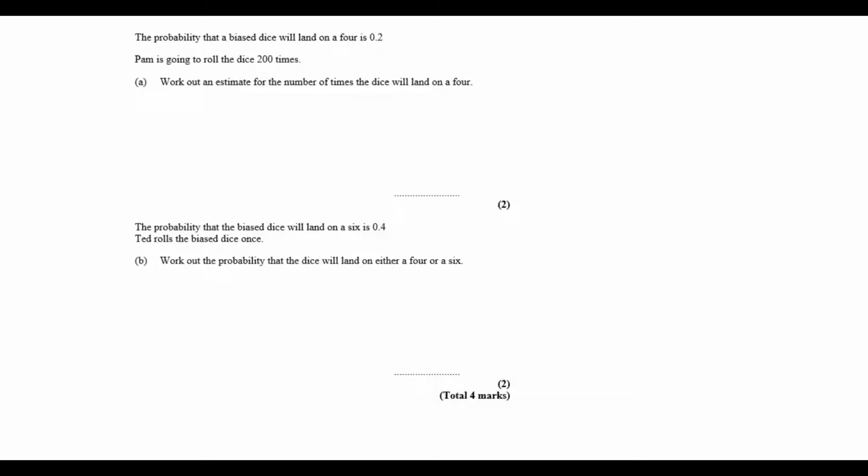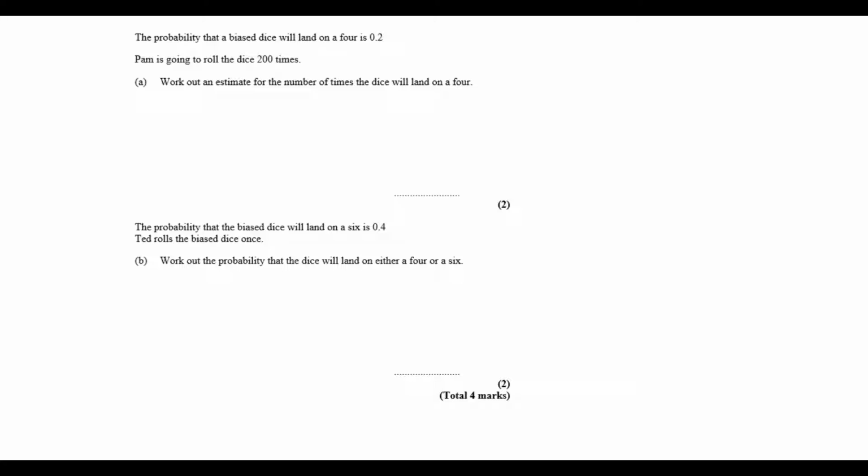So, another probability question. The probability that a biased dice will land on a 4 is 0.2. Pam is going to roll the dice 200 times. Work out an estimate for the number of times the dice will land on a 4. Okay, a number of different ways we can think about this, so let's get going.